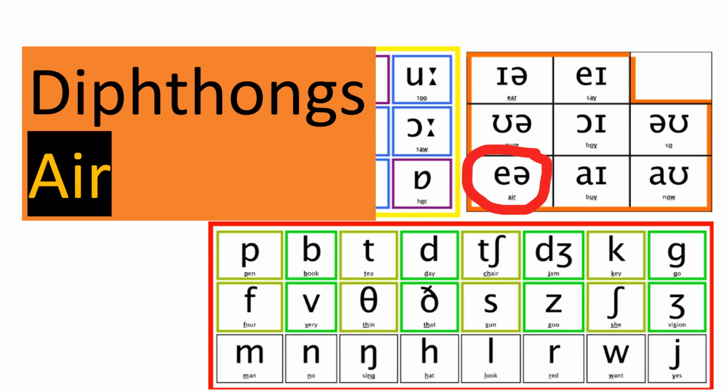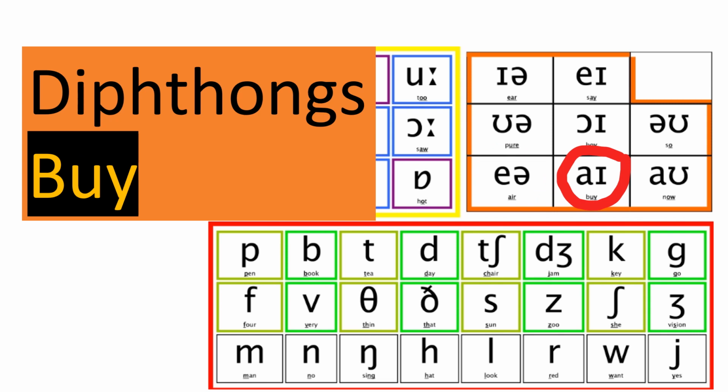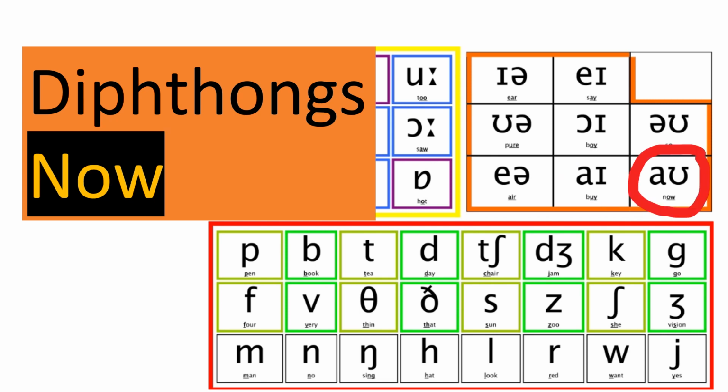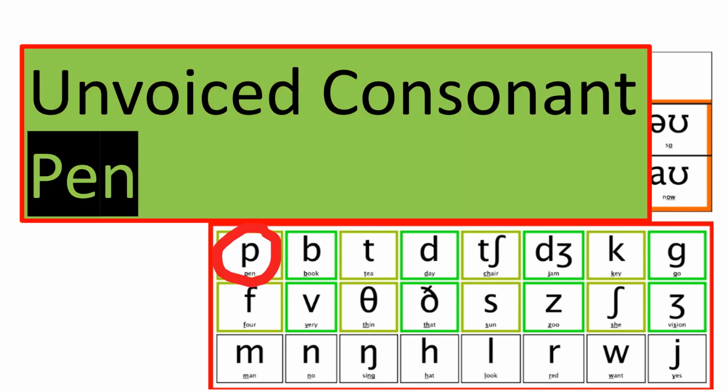Air, as in air. I, as in by. Ow, as in now. And now, consonants. Unvoiced consonants are made just with air. No sounds from the vocal cords. The first one is p, as in pen.